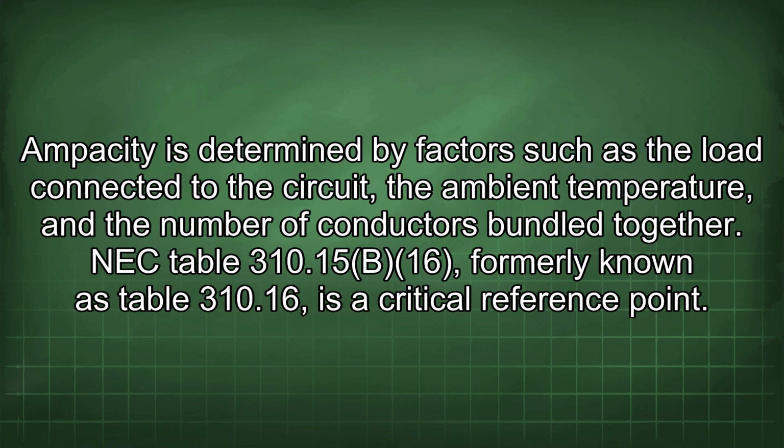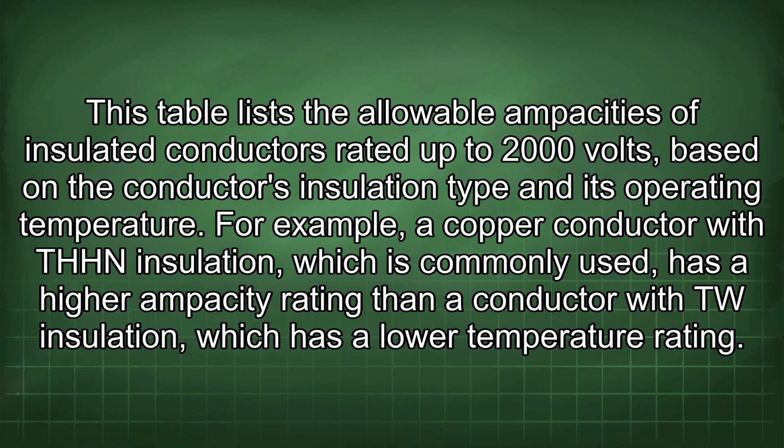NEC Table 310.15(B)(16), formerly known as Table 310.16, is a critical reference point. This table lists the allowable ampacities of insulated conductors rated up to 2000 volts based on the conductor's insulation type and its operating temperature. For example, a copper conductor with THHN insulation, which is commonly used, has a higher ampacity rating than a conductor with TW insulation, which has a lower temperature rating.